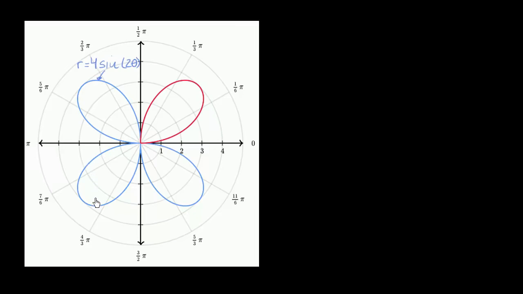What I want to do in this video is find the arc length of one petal, I guess we could call it, of the graph of r is equal to 4 sine of 2 theta. So I want to find the length of this portion of the curve that is in red right over here. And we'll do this in two phases.